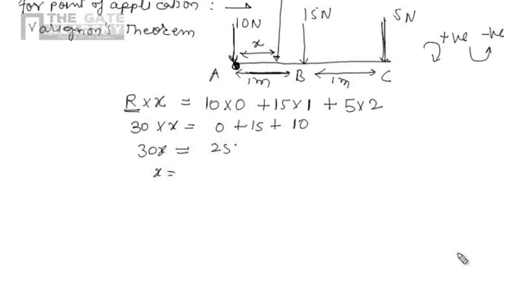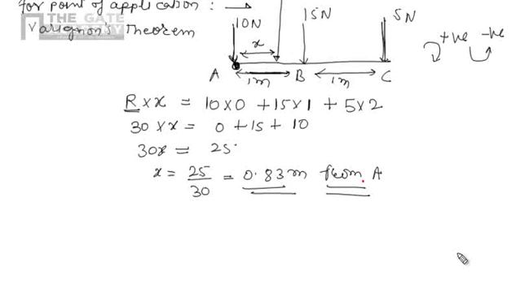So x will be 25 by 30. It should come around 0.83 meter. That is from here. So we can say that the point of application of the resultant force will be 0.83 meter from A. So by this Varignon theorem, we can easily find the point of application of the resultant force in case of a coplanar non-concurrent force system.